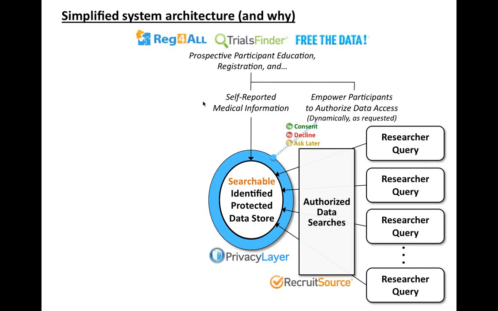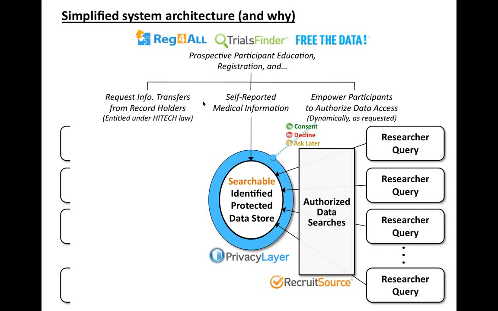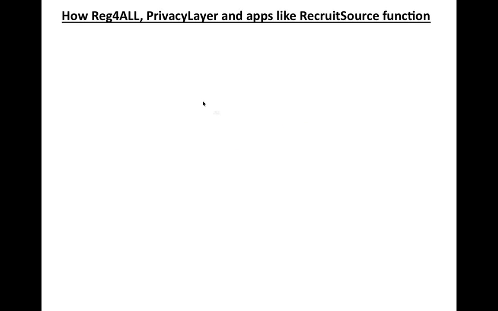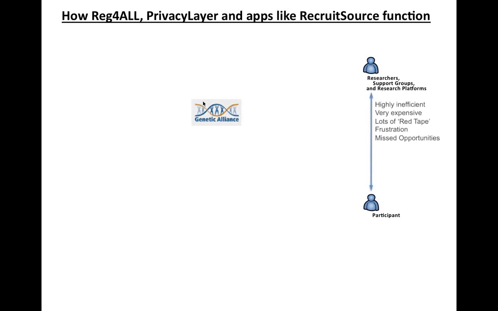So whereas today the system is all self-reported information, and in the case of Free the Data, it's an upload of the BRCA1 or BRCA2 test results, later this fall, our intention is to add the ability for patients to upload information directly into the store or to ask parties who are holding their information to do that for them. So with that high-level overview, let's go into how the various systems are integrated.